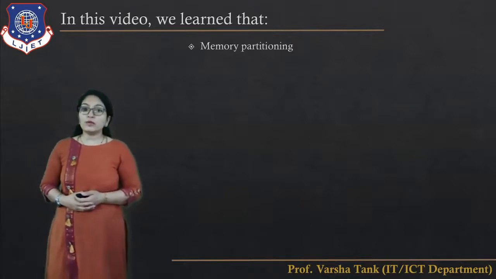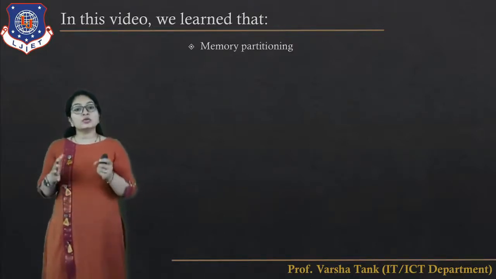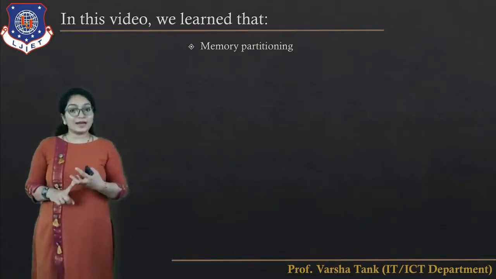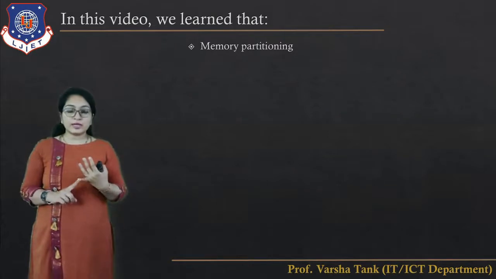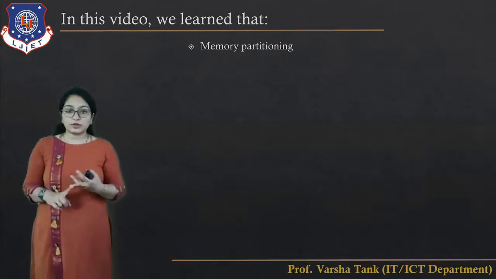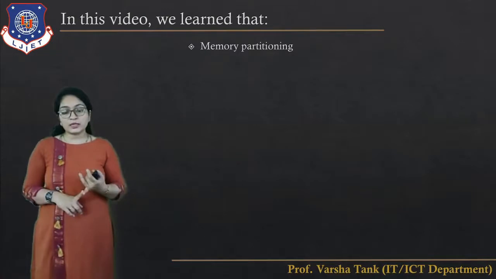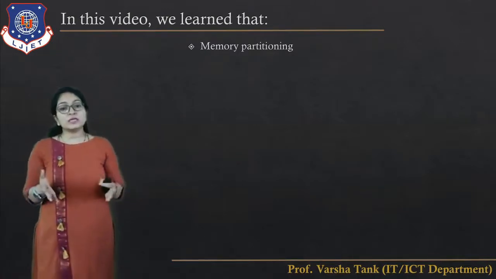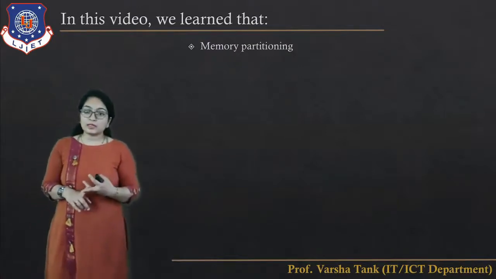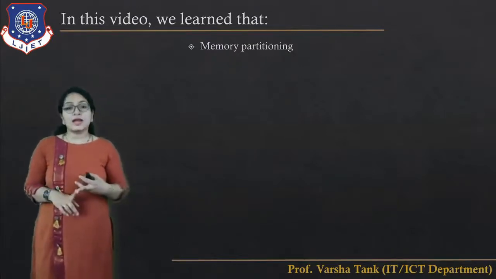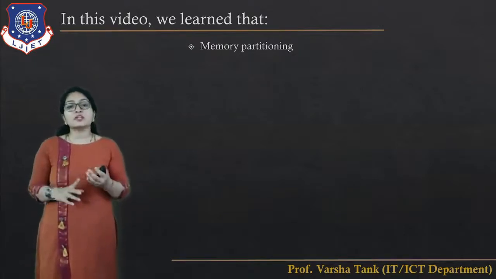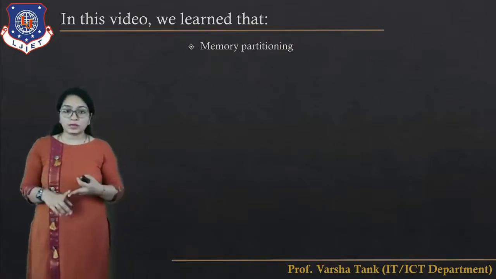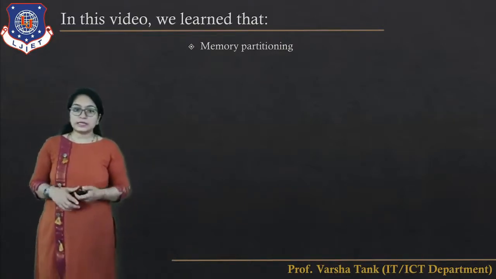In this video we have learned about memory partitioning. We have learned about two types of partitioning: fixed partitioning and dynamic partitioning. In fixed partitioning there is the disadvantage of both internal and external fragmentation, and in dynamic partitioning we have the disadvantage of external fragmentation. In the next lecture we will see how to solve the problem of dynamic partitioning using the first fit, best fit, and next fit techniques. According to the available partitions, we will see how to allocate a process to that particular space.